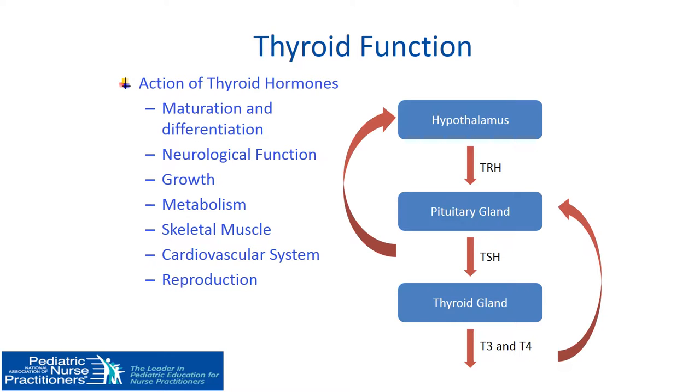And as stated before, the thyroid hormones regulate a lot in the body, including maturation, differentiation, neurological function, growth, metabolism, the skeletal muscle, the cardiovascular system, and the reproductive system.